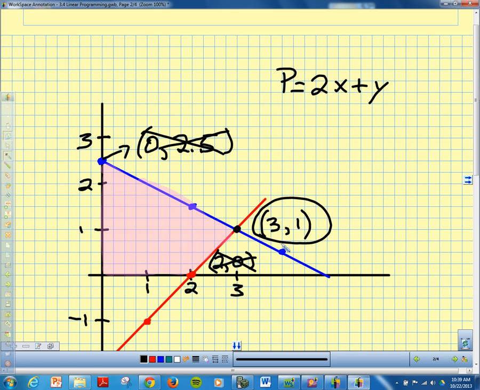Yep, you're trying to find the biggest answer. We're trying to maximize the objective function right here. So if you can't just tell by looking at them, just plug all 3 in and you're going to get the correct answer anyway. Alright? So I'm just going to plug in the 3 and the 1. So 2 times 3 plus 1, what do I get? 7. So P equals 7. Griffin, that's your final answer.